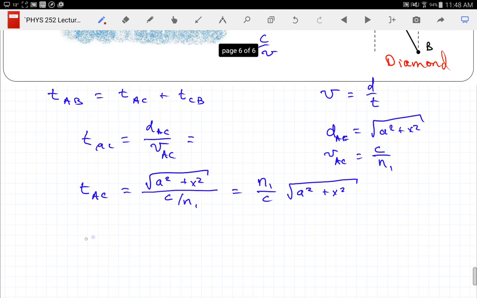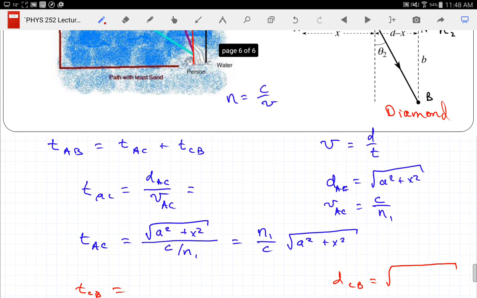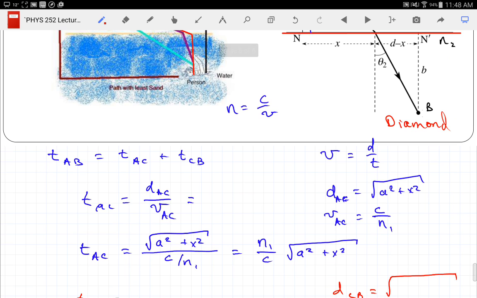Square root of (d minus x) squared plus b squared, over c divided by... Can you still see the picture? Okay, well, yes, the spacing, I can just barely fit it in there. The vertical portion here is b, so that's going to be b squared. And the horizontal portion is d minus x, so plus (d minus x) squared.